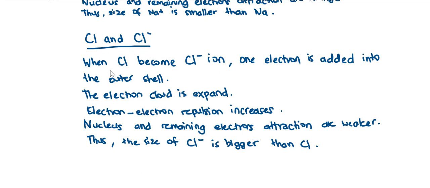Okay, for Cl and Cl-, when Cl becomes Cl- ion, ini adalah anion. Okay, kita tengok one electron is added into the outer shell. So when the electron is added, the electron cloud expands. Okay, so the repulsion between the electrons increases, which makes the attraction between the nucleus and remaining electrons weaker. Thus, the size of Cl- is bigger than Cl.